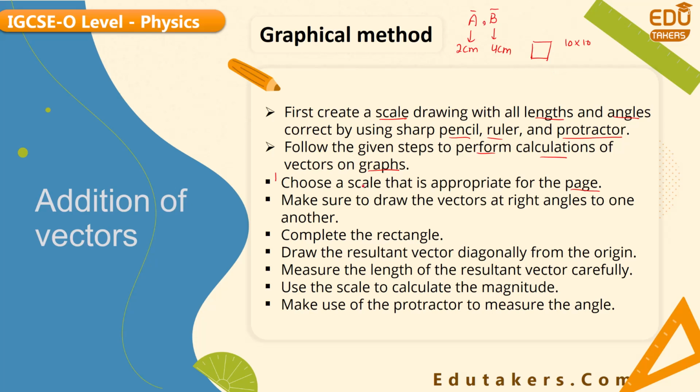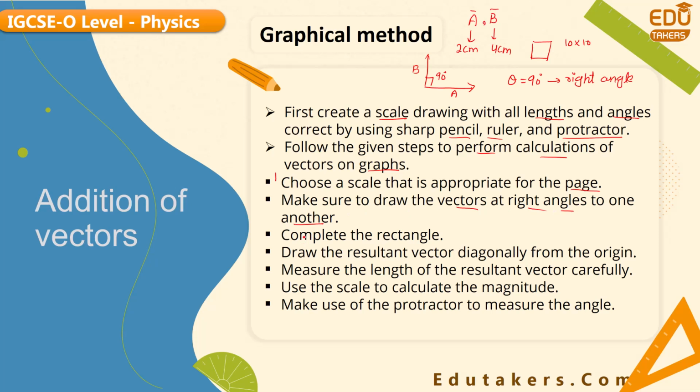Next, draw the two vectors that you are going to add. They should be at right angles to each other. It means that if one vector is horizontal, the other should be vertical, so that the angle between both of these is 90 degrees. When the angle between both vectors is 90, they are called at right angle. Make sure to draw the vectors at right angles to one another.